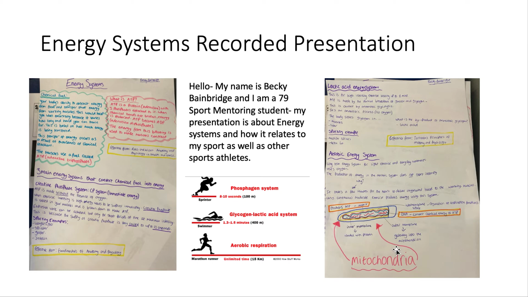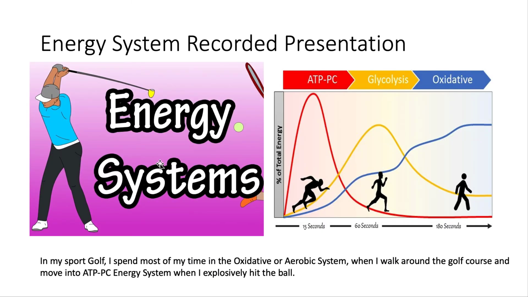Once she's done that, once she's defined those areas, she then might talk about what exactly is ATP, and she would read it from the poster. She'd then talk about chemical fuel. And then she might say, this information that I obtained was from Ross and Wilson, Anatomy and Physiology. Once she's done that, what she would do then is talk about how it actually applies to her sport.